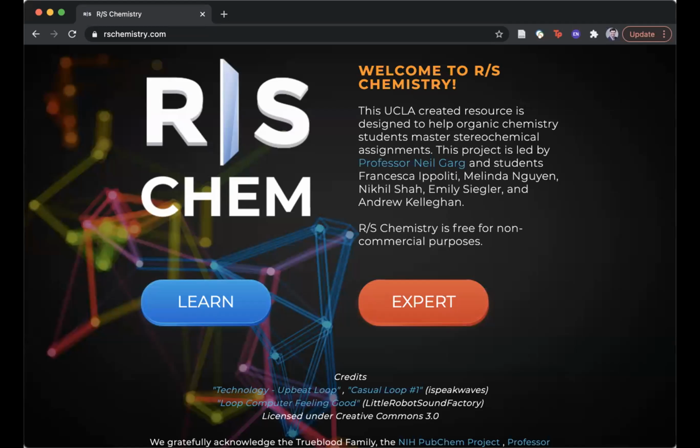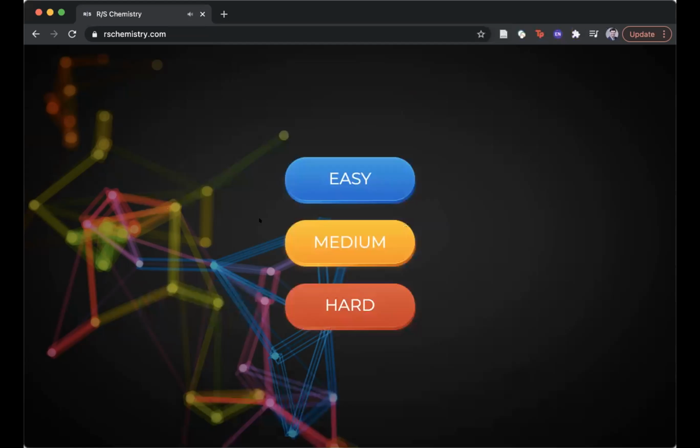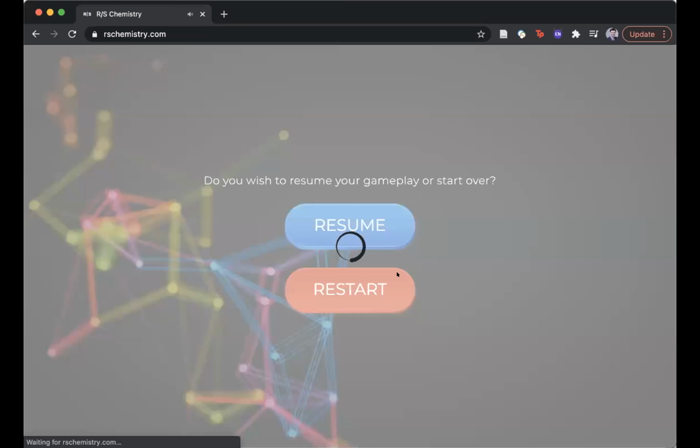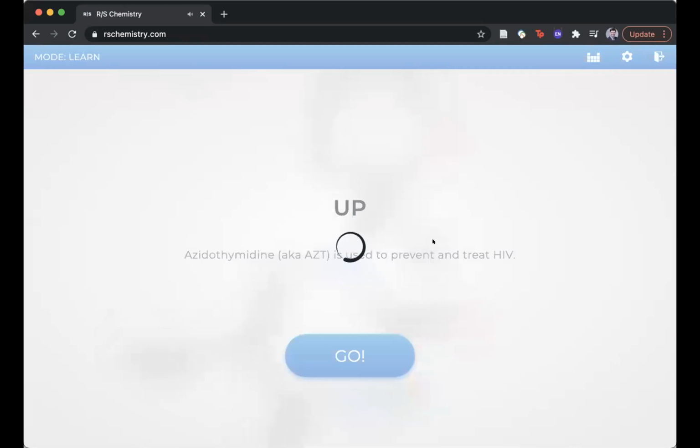A professor out of UCLA, his name is Neil Garg, him and his team developed a cool gamification way to be able to find the configuration of molecules. If you go to rschemistry.com, as you see here, you can find a very nice little tutorial for how to do this correctly every time. So let's learn. We'll just choose an easy molecule. Let's restart because I've done this before. I like to play this game sometimes.